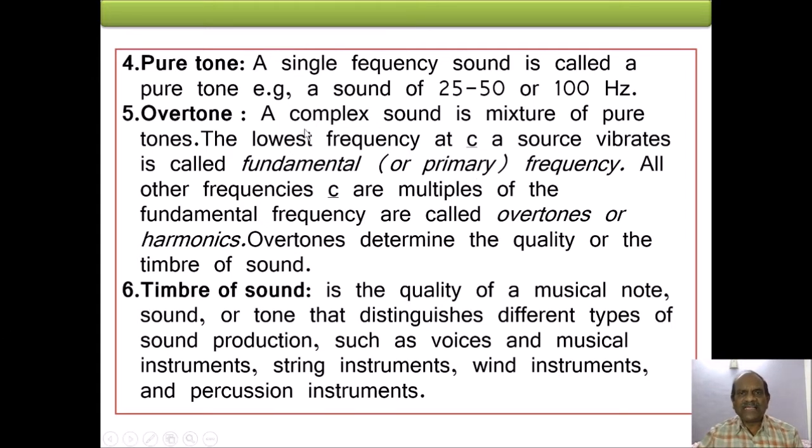A complex sound is a mixture of pure tones. The lowest frequency at which a source vibrates is called the fundamental or primary frequency. All other frequencies which are multiples of the fundamental frequency are called overtones or harmonics. Overtones determine the quality of the timbre of the sound. Now next, what is the timbre of the sound?